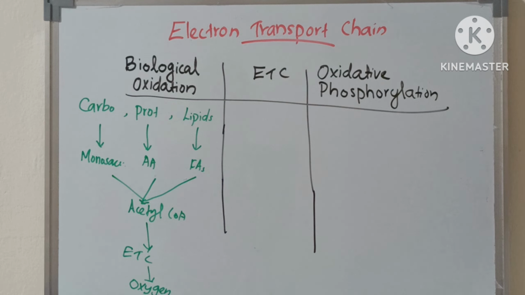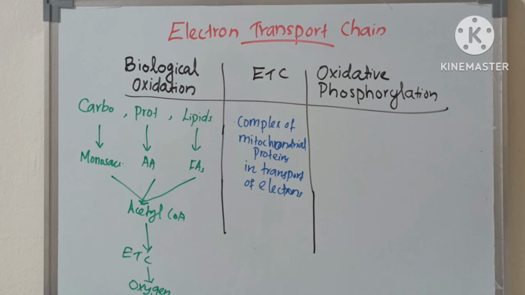Biological oxidation is the synthesis of ATP on the oxidation of foodstuff, in which carbohydrates, proteins and lipids are converted to simpler ones, that is monosaccharides, amino acids and fatty acids. Finally, there will be formation of acetyl-CoA, which enters the TCA cycle and forms reducing equivalents like NADH and FADH2, and then carbon dioxide. Then there will be transfer of electrons from these reducing coenzymes through the electron transport chain to oxygen. In this process, ATP is generated. From NADH there will be 2.5 ATP, and from FADH2 it will give 1.5 ATP. This is known as biological oxidation.